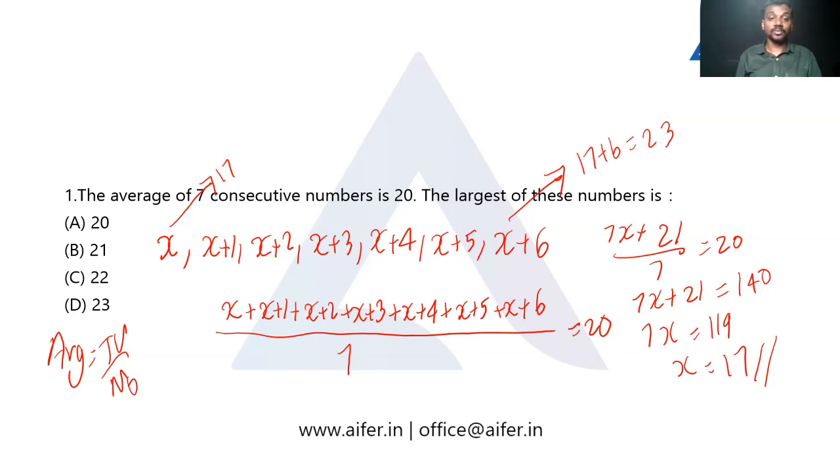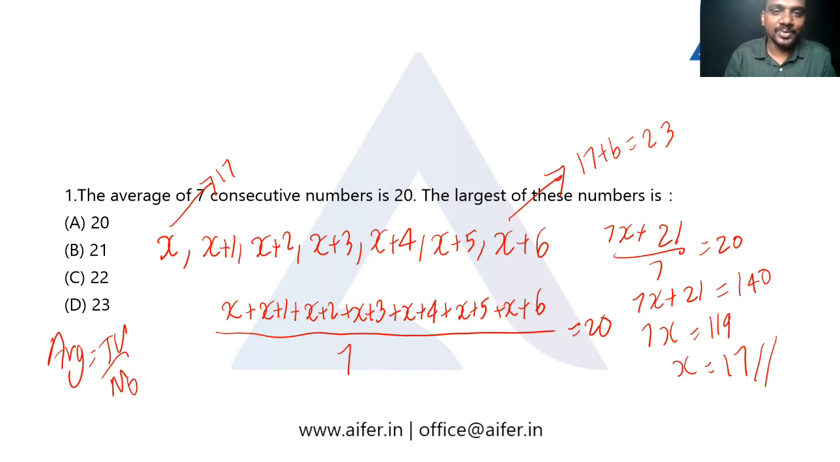After that we equate with the equation for average. Average is equal to total value by number of observations, that is x plus 1 plus x plus 2 plus x plus 3 plus x plus 4 plus x plus 5 plus x plus 6, by 7, is equal to 20. Equating, we will get x is equal to 17.